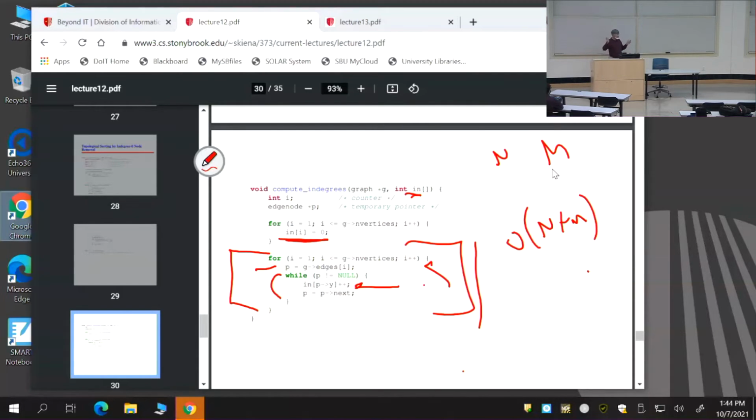Usually m is bigger than n. In most interesting graphs, the number of edges is bigger than the number of vertices, certainly in a connected graph. But if you have a very sparse disconnected graph, maybe it's not. That's why I say it is n plus m. Do people see now how I compute the in-degrees of every vertex? Computing the in-degree of any one vertex would cost as much as computing the in-degree of all the vertices, so I might as well compute that vector right now. Any questions?